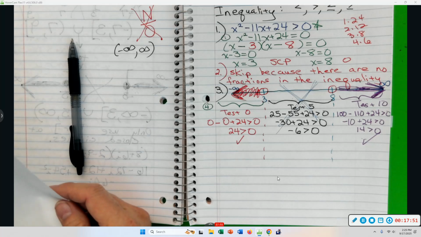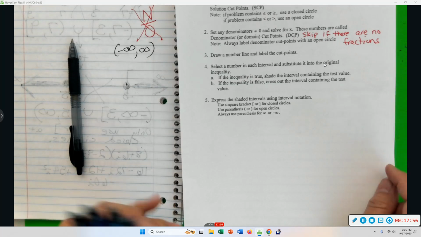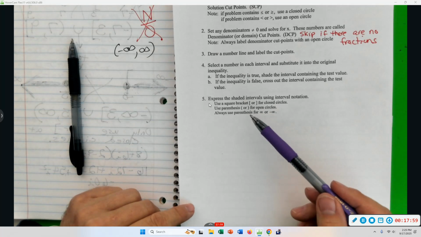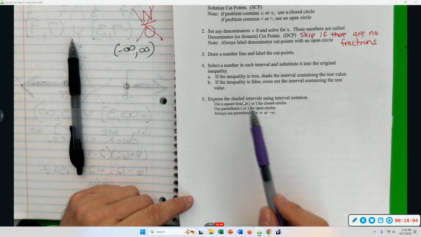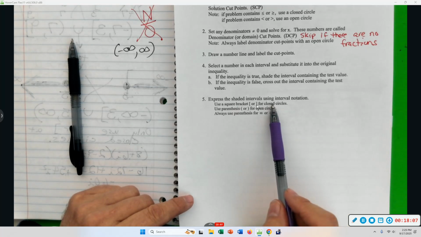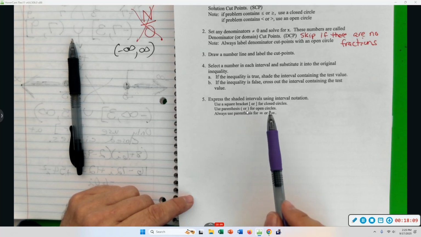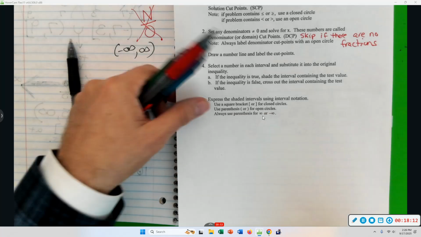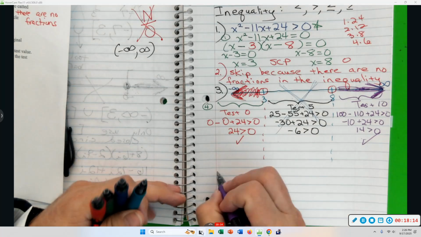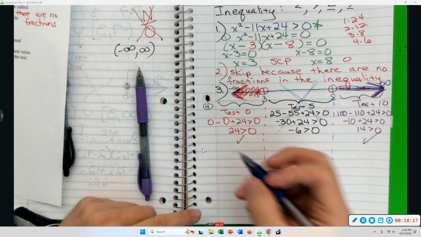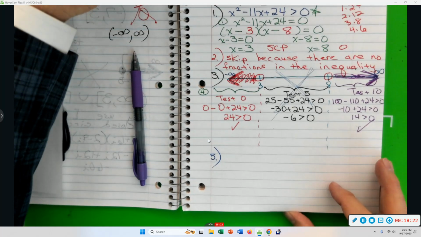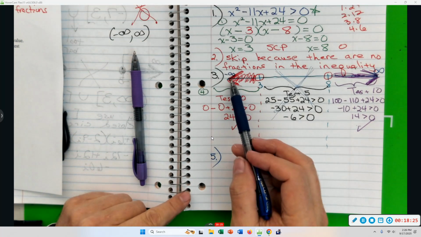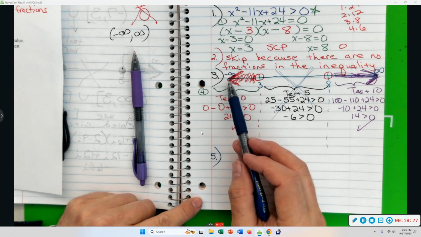I guess that was the longest step of the process so far. Fifth and final step. You know how to finish it off. We have to express the shaded intervals using interval notation. Remember, we use square brackets for closed circles, parentheses for open circles, and infinity or negative infinity. So step number 5, we have to write out our solution in interval notation. This interval here, what's the left-hand endpoint?